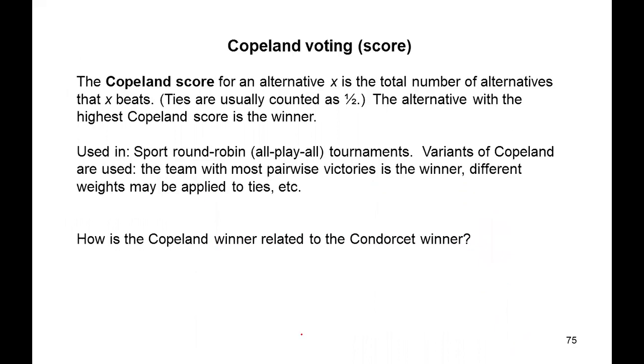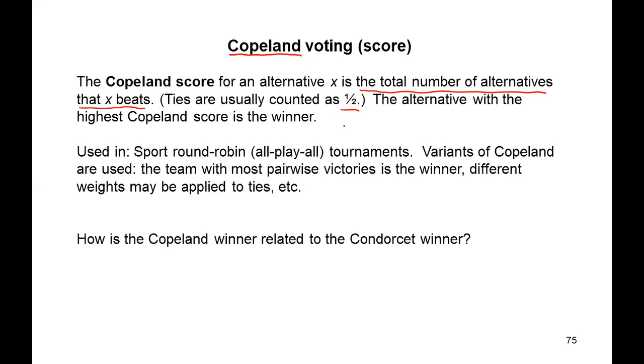Our next method of voting is called Copeland voting, from the name of the gentleman who invented this method, or Copeland score. It is very closely related to the concept of Condorcet winner. The Copeland score for an alternative X just counts the total number of alternatives that X beats. Ties are usually counted as 1/2, and the alternative with the highest Copeland score is the winner.